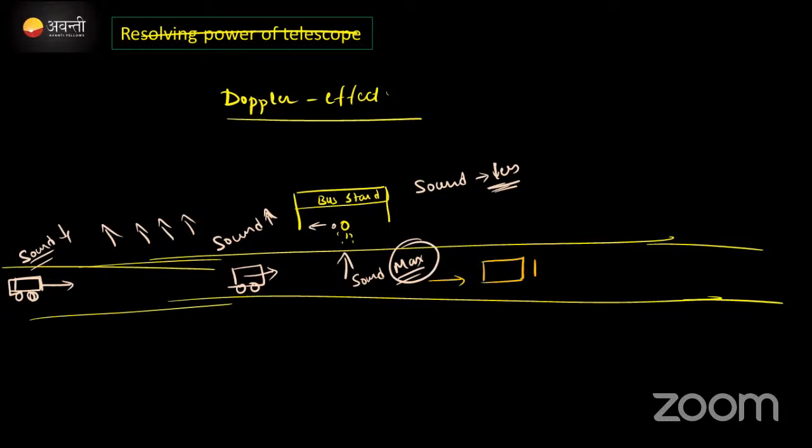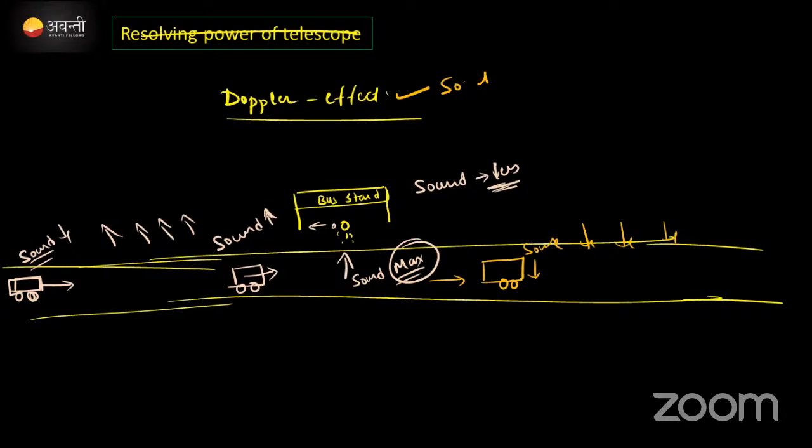As it is moving away from your point, again the sound value, what is happening? It is decreasing, decreasing. At one certain point the complete amount of sound will decrease. This is called the Doppler effect of sound.